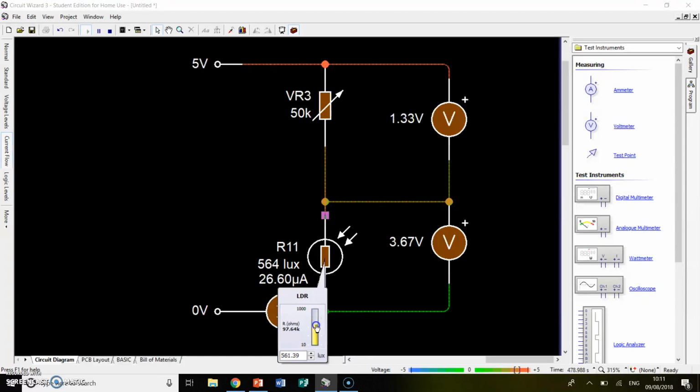Okay, so your final rule, and the formula V out equals V in times R2 over R1 plus R2, is the fact that the ratio between voltage 1 and voltage out is the same as the ratio between R1 and R2.